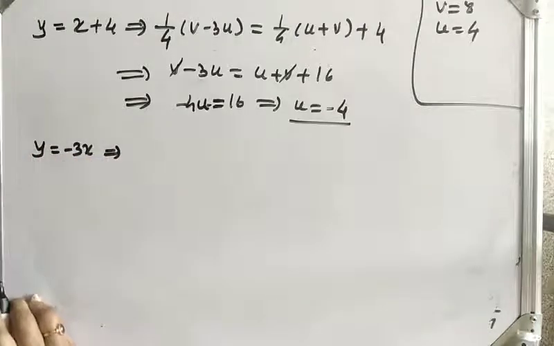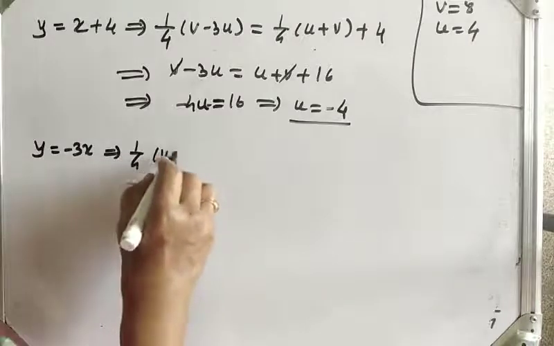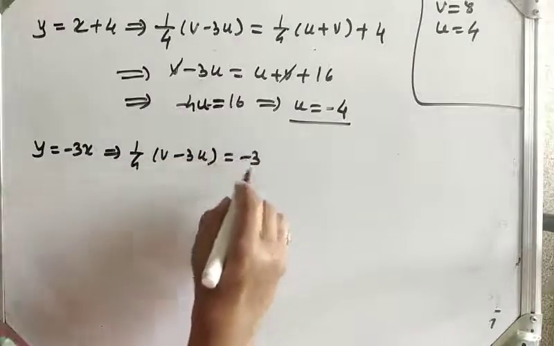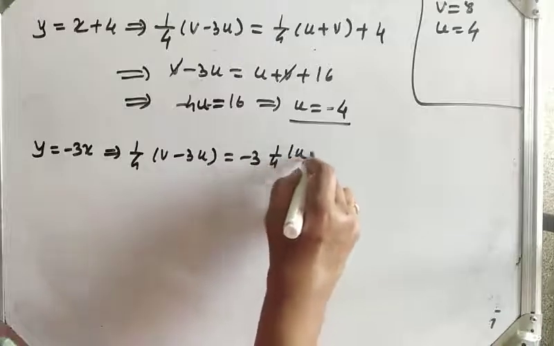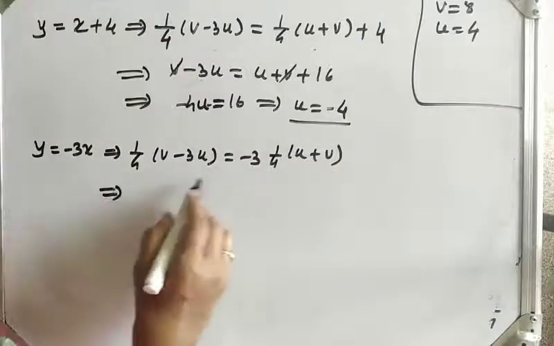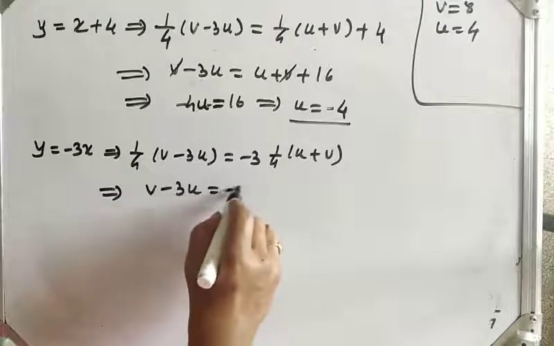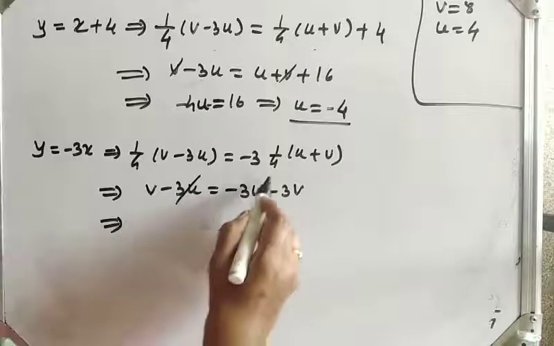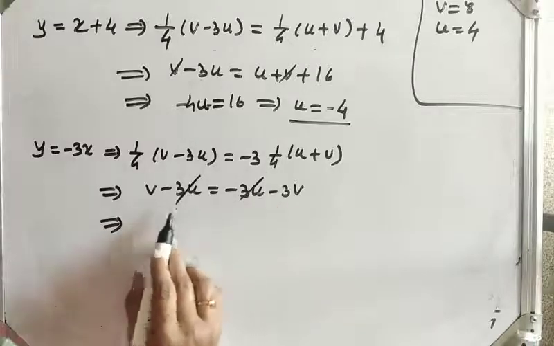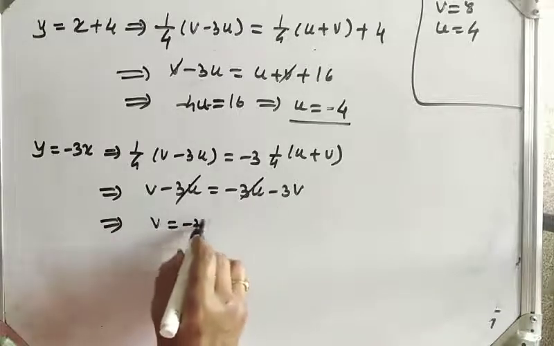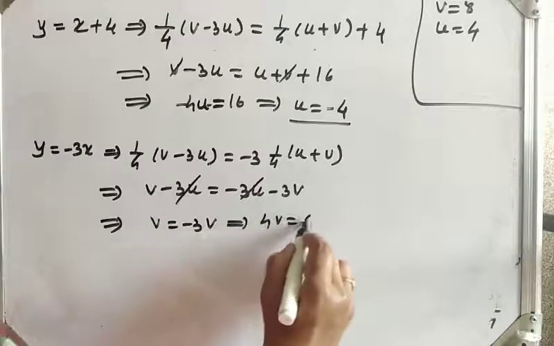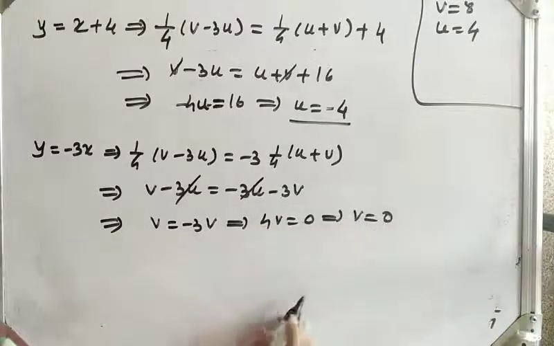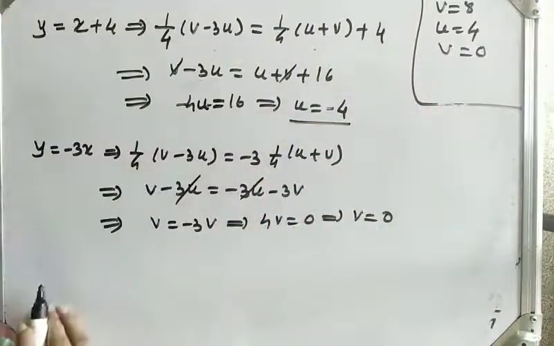That is, our y is 1 by 4 v minus 3u is equal to minus 3 into x, which is 1 by 4 u plus v. Let us multiply by 4. So v minus 3u is equal to minus 3u minus 3v. Minus 3u will get cancelled. What we get? 4v is equal to 0, means v is equal to 0. So the third equation of line for region S is v is equal to 0.